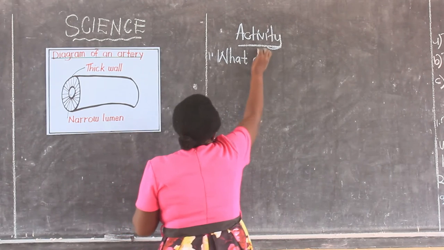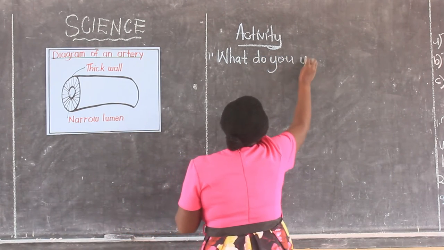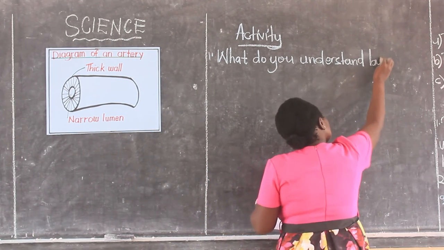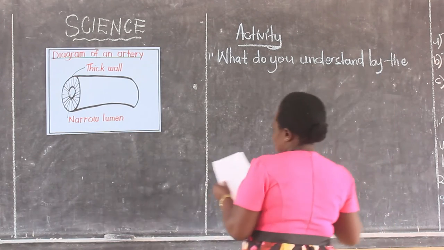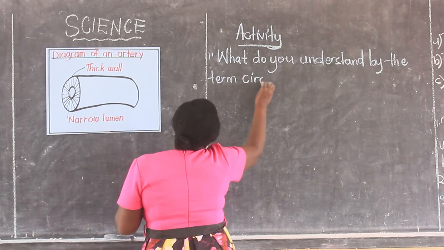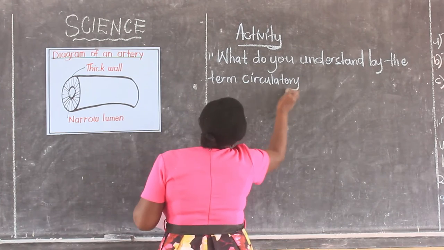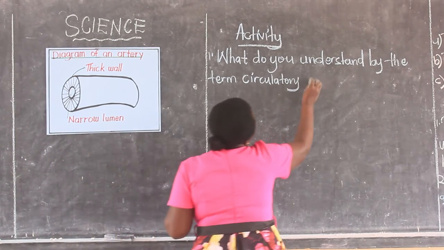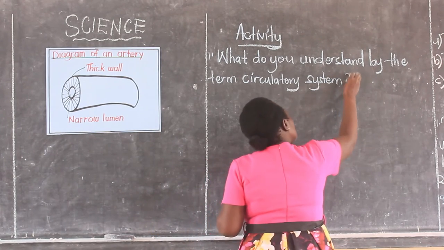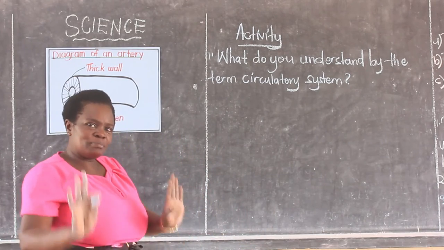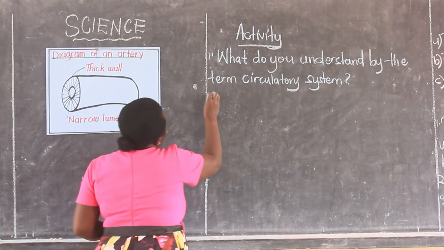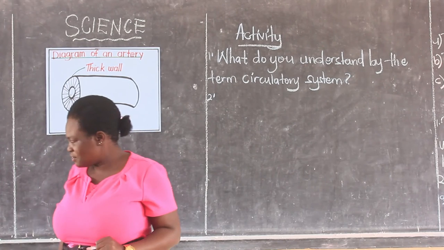What do you understand by the term circulatory system? I believe you'll be able to get this for me from your notes, from your head. I don't mind, but I just want a correct answer. What do you understand by the circulatory system? I have question number two for my pupils, for my good children.